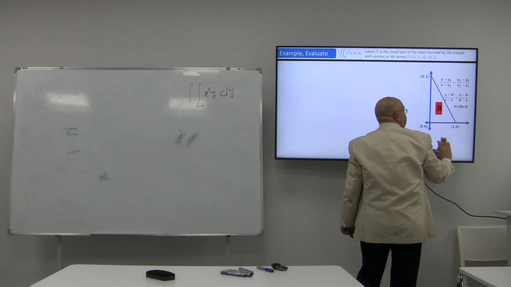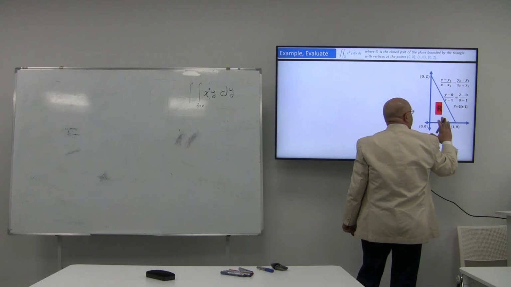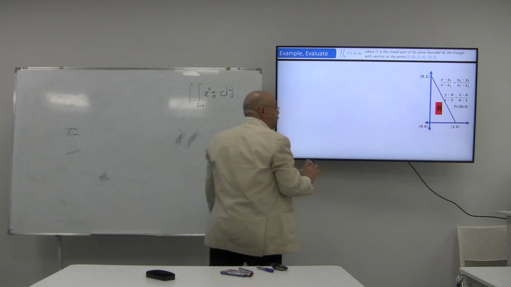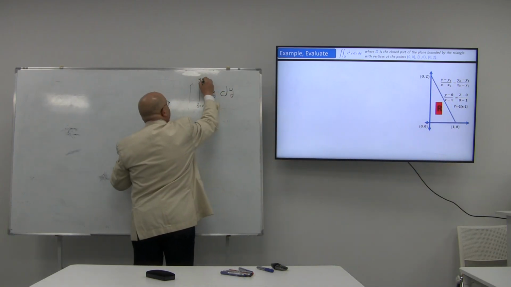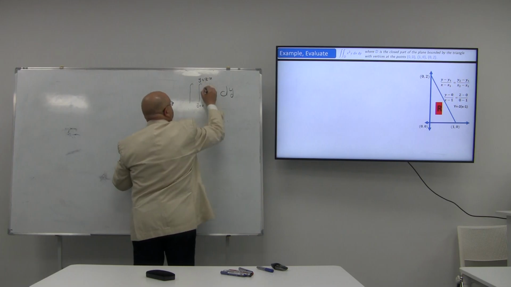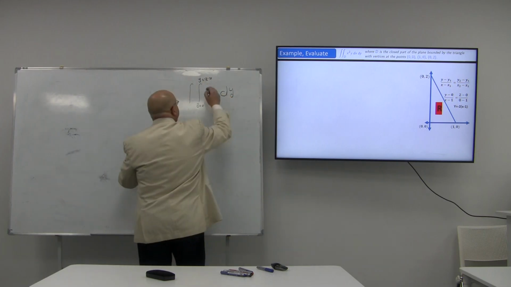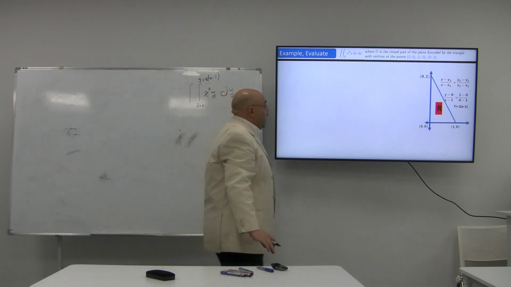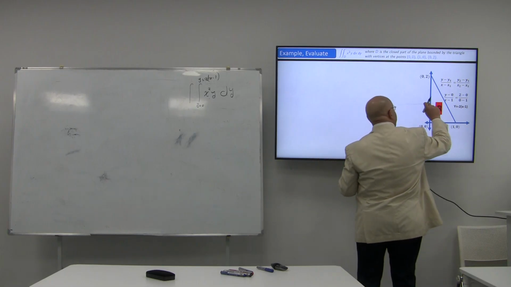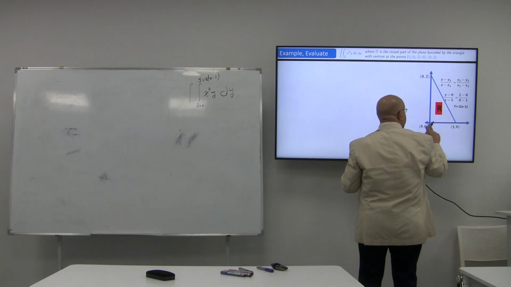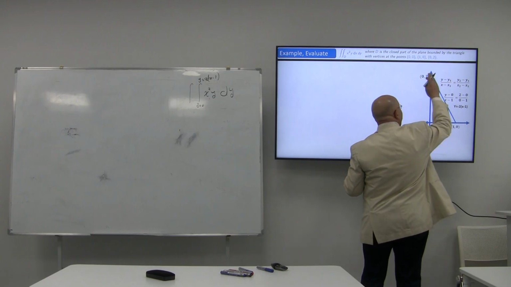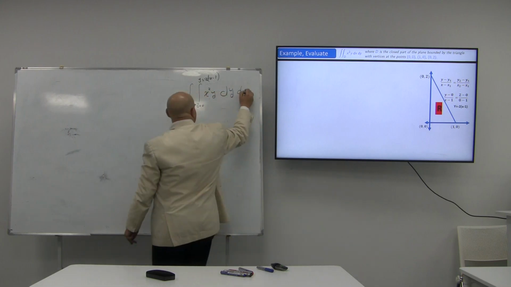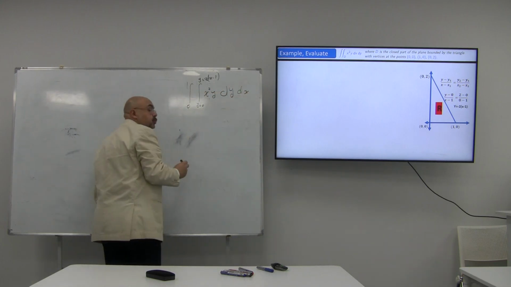That's the gate. So if I'm entering from this side, where is the exit? The exit will be this boundary. So I will integrate up to y equal negative 2x plus 2. I will integrate from y equal 0 up to this point. And the region in the x direction is going to start from x equal to 0, and the end of my region will be at x equal to 1. So for the second integration, it will be from 0 up to 1.